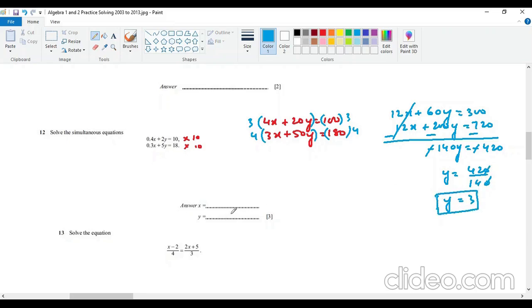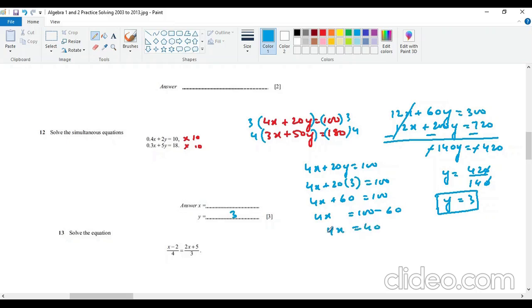We can write here. Now you can choose any equation you want. I'm choosing the first one, 4x plus 20y equals 100. 4x plus 20, the value of y is 3, 60. That means 4x plus 60 equals 100. 4x equals 100 minus 60. That means 4x equals 40. So the value of x is going to be 10. You can write 10 here to get 3 marks for this question.